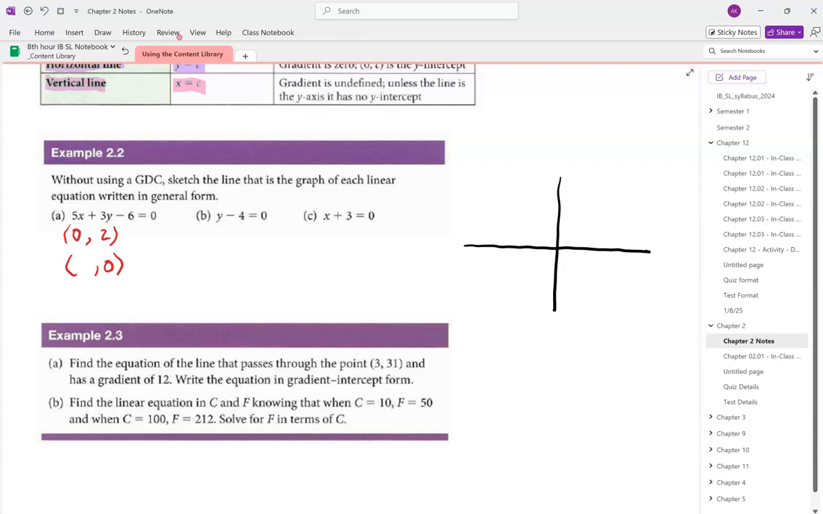Now let's let y be 0. What does x have to be? I'll give you a hint, it's a fraction. 6 over 5, or 1.2, that would be fine also. No, regular 6 over 5.